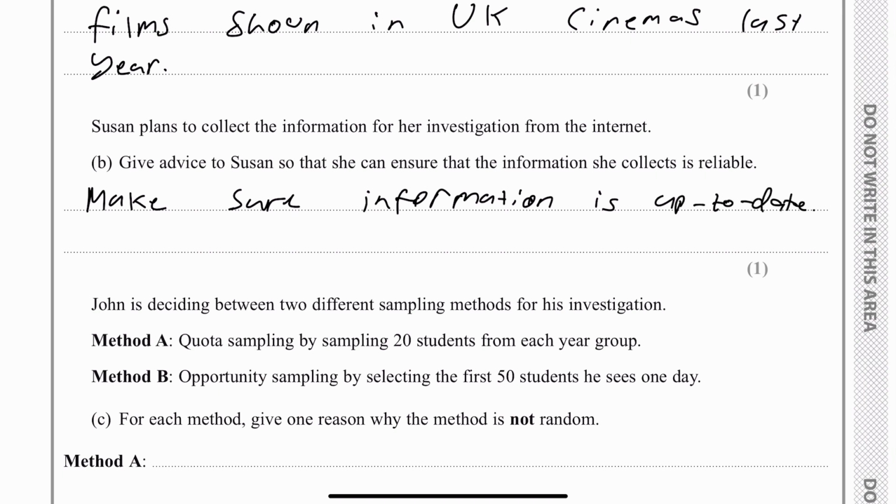Because there's no point going to a website to find out what films in the UK made the most money last year and then the source is from 1997. Because that would not be the most recent. That would not be last year because 1997 was years ago. You need to make sure it's up to date. You need to find the most reliable data as possible, the most recent data as possible.